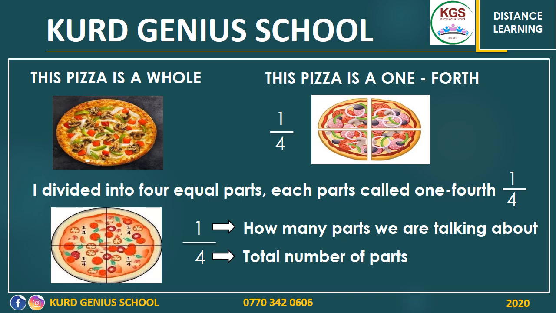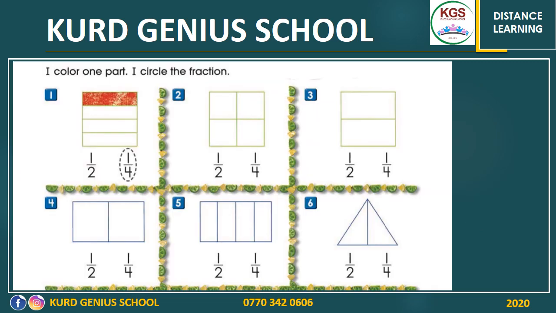Okay, let's look at these examples. For example, we have some structures. In this structure, I want to color one part of them. Now I have to make a circle around the correct fraction. The first one is done by the book. Okay, look at the second one.